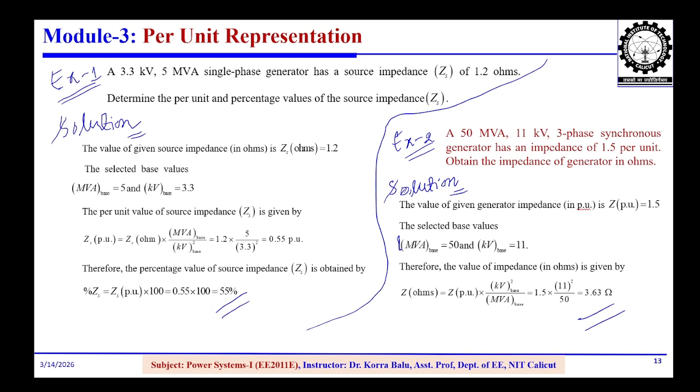First we'll consider exercise 1. A 3.3 kV, 5 MVA single phase generator has a source impedance ZS of 1.2 ohms. On the base values of 3.3 kV and 5 MVA of the single phase generator, the value given is 1.2 ohms. Now determine the per unit voltage and the given source impedance in per unit as well as percentage. First we see the base values given: 3.3 kV and base MVA 5. Then by using the formula, Z per unit is equal to the source impedance in ohms into MVA base by kV base square. Then we get 0.05 per unit. Whatever the per unit value, you just multiply by 100 and you get the percentage value.